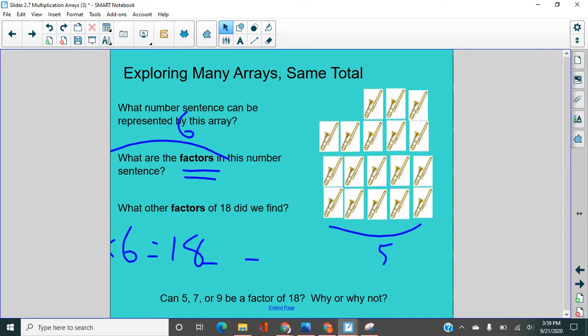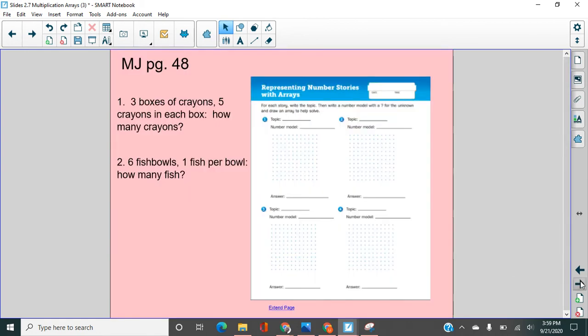Top row isn't finished, right? So I cannot do 5. I can't do 7 or 9 either because there's no way to arrange it so that it would be a perfect rectangle like we did on the other 3. Okay, these are arrays. So here's what we're going to do.